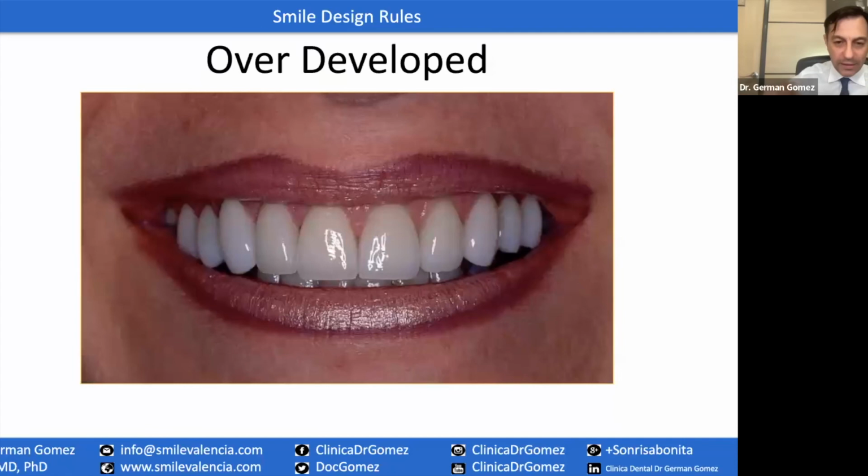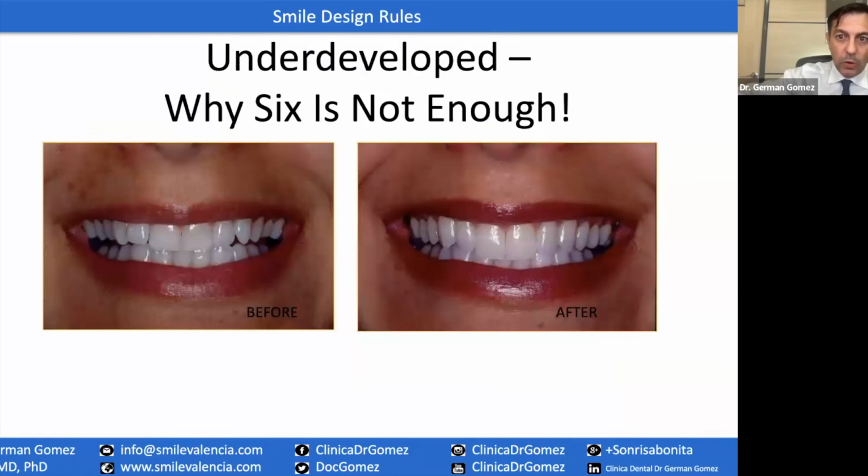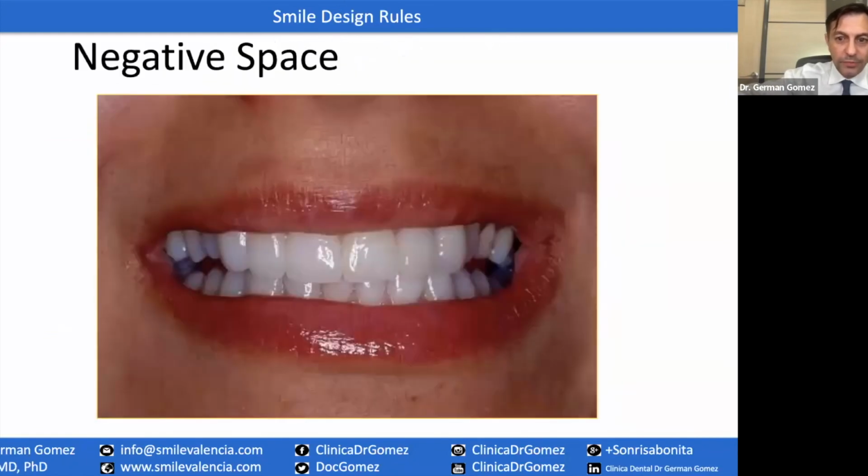Too much. That's overdeveloped. You see, these veneers are too much, not good. You see also the bad thing of overdoing things. Yeah, good. So sometimes they are not enough. You have a negative space. You have to fill that out. You have here a negative space. You have to fill that out.